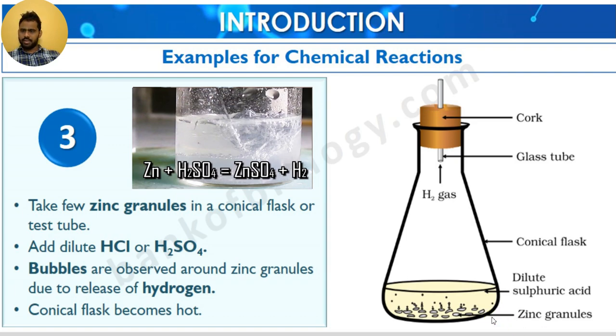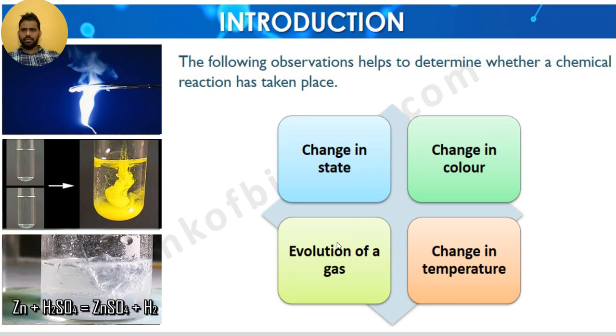So we see two things. There is an evolution of hydrogen gas in this reaction and the conical flask has become hot. So the two things that we observe are the evolution of gas and the rise in temperature. Okay, so the following observations help to determine whether a chemical reaction has taken place.